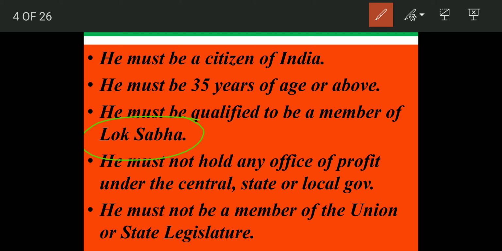Then you should not be a member of the union or state legislature. That is, you cannot be a member of the Lok Sabha, you cannot be a member of the Rajya Sabha or the state legislature, that is Vidhan Sabha or Vidhan Parishad, and go on to become the president. No, when you are the president, you only hold that office. You cannot be a member of the union or the state legislature at the same time.